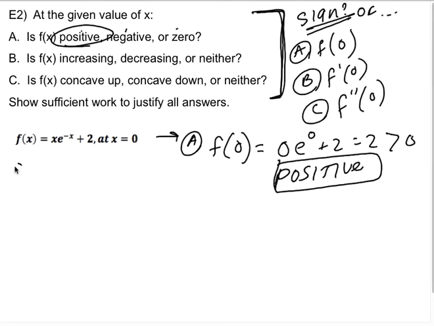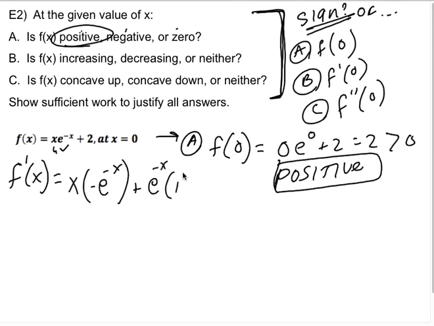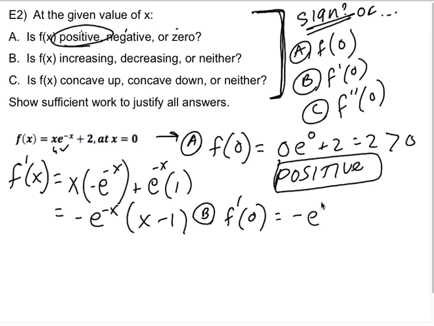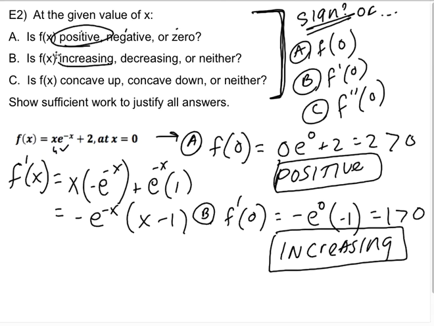For B and C, I'm going to have to differentiate. For B, this is a product rule, with u and v. So u dv is going to be a negative e to the negative x because of the chain rule, plus v, which is e to the negative x, times du, which is a 1. You can clean this up if you want. It's entirely up to you. I'm going to factor out a negative e to the negative x and be left with x minus 1. That means for B, I plug in 0 and get f prime of 0 is negative e to the 0 times a negative 1, which is a positive 1, which is greater than 0. So my answer is increasing. If f prime is positive, then f is increasing.